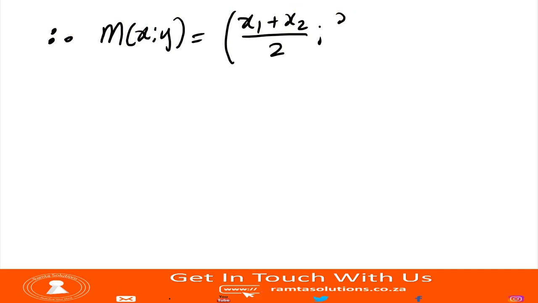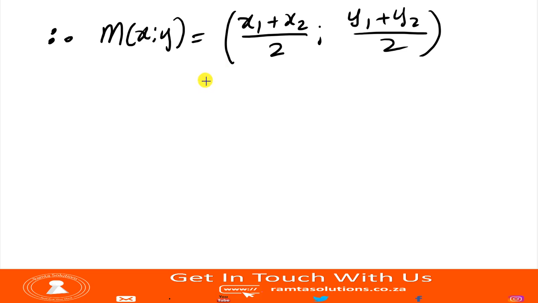And then y sub 1 plus y sub 2, of course, this looks like an average, right? So basically, the midpoint formula is x sub 1 plus x sub 2 all over 2 and y sub 1 plus y sub 2 all over 2. These will give you the coordinates of your midpoint. This formula here will give you the coordinates of your midpoint.